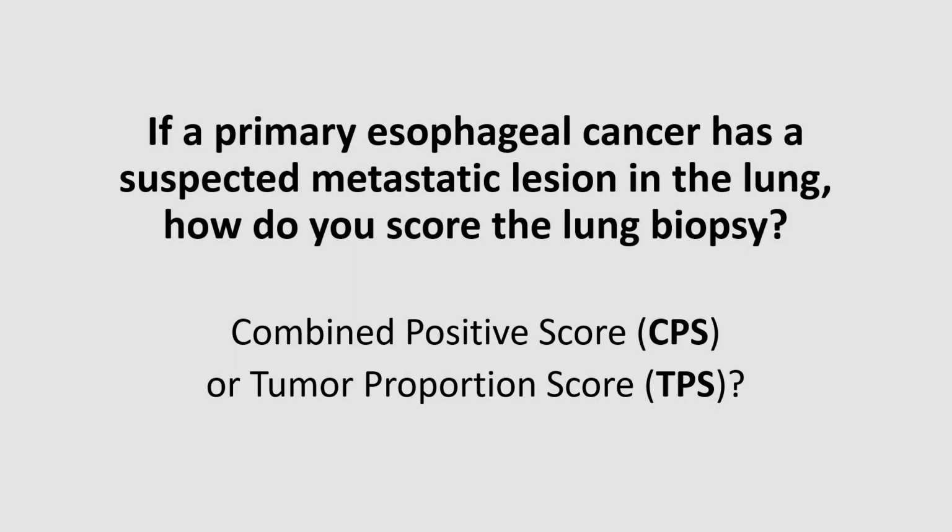If you've got, say, an esophageal primary that ends up being a met in the lung, and you biopsy that lung, do you score that using CPS or do you score that using TPS? If I know it's an esophageal primary, I score CPS because I know that's what they want. If there's a case with an unknown primary, I actually provide both scores.